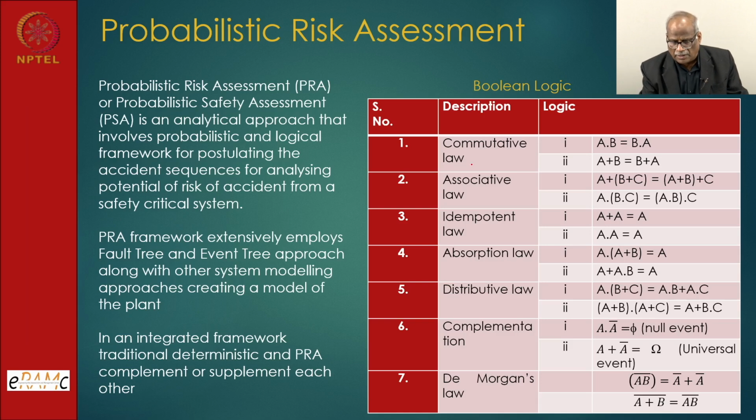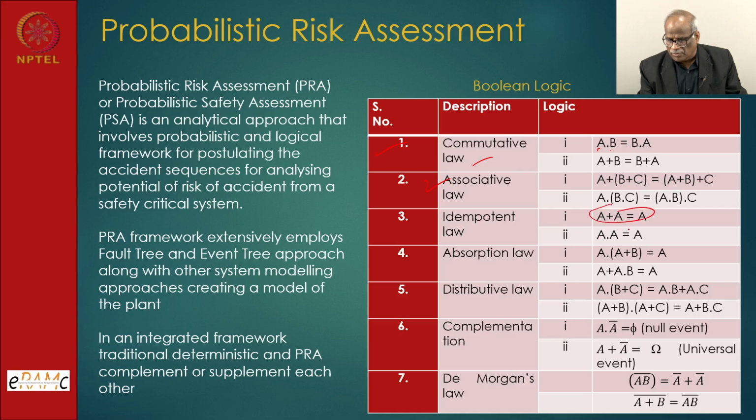And there are laws for this. So this is the commutative law: A into B, B into A, just the position is changing, so no issues. Associative law: A plus B plus C, or A plus B, the association is here, and they are also equal. Associative law for A into B into C, or AB into C, so the bracket makes no issues.